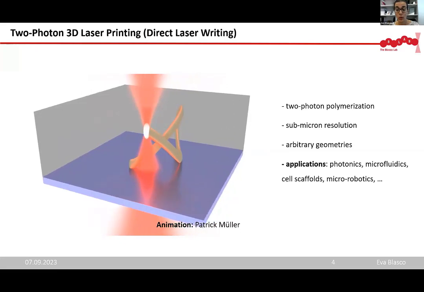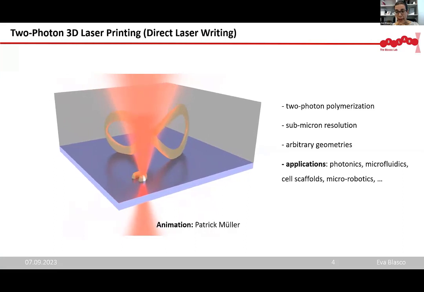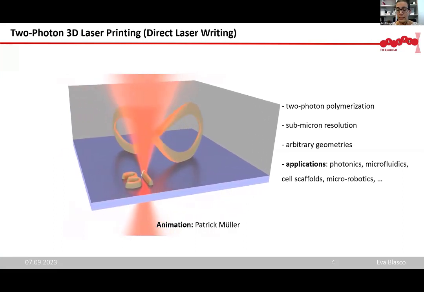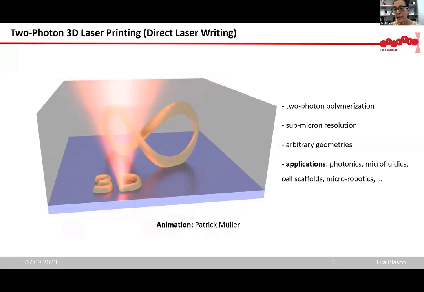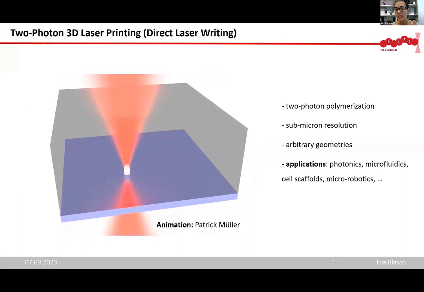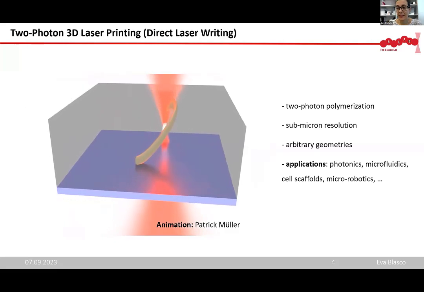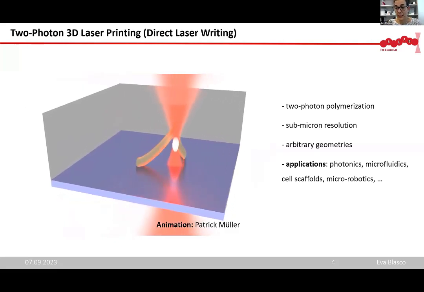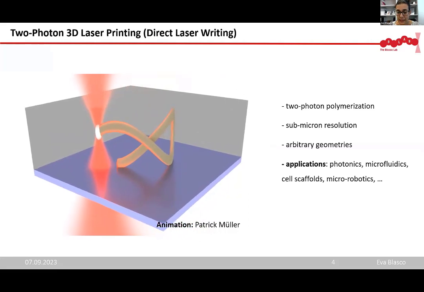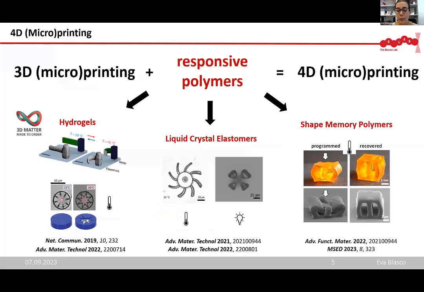Applications: why do we want to go so small? This is very interesting for photonics and microfluidics, and lately this technology is also starting to attract interest in cell and life science and micro robotics. Looking at the applications, cell scaffolds, micro robotics, microfluidics, you see that the need for adaptive or smart materials is there. And this is what my group is doing, trying to develop new smart materials for this type of printing.